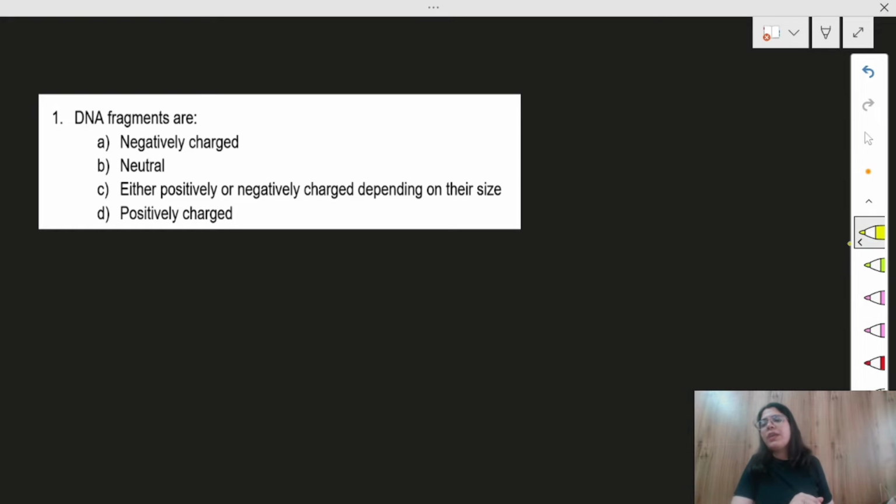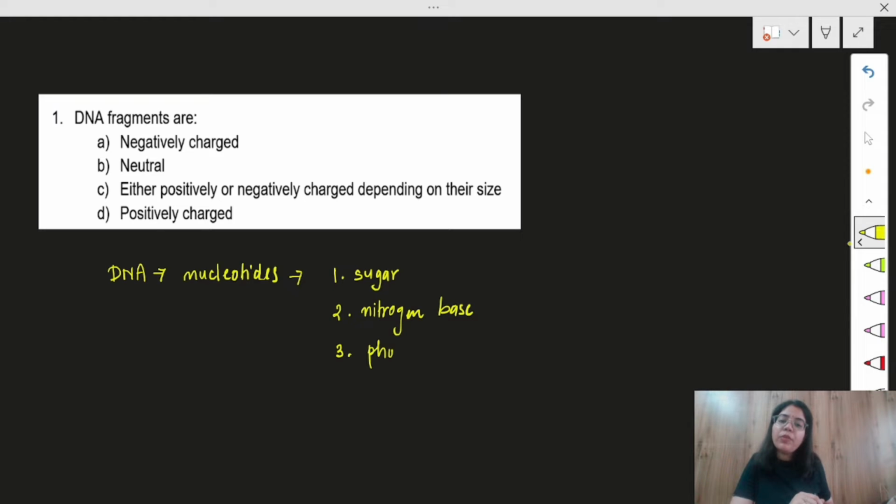Okay, you have learned this concept that DNA is made up of nucleotides, right? It's a polynucleotide. And in a nucleotide you have three things. First, sugar. Second, a nitrogen base. And third, which is responsible for imparting negative charge to the DNA, is phosphate. This gives negative charge to DNA. So DNA fragments will have which kind of charge here? Negative charge. Option A will be the answer.